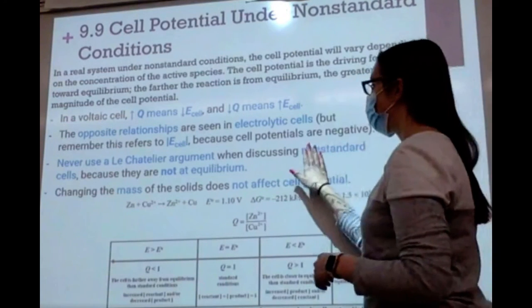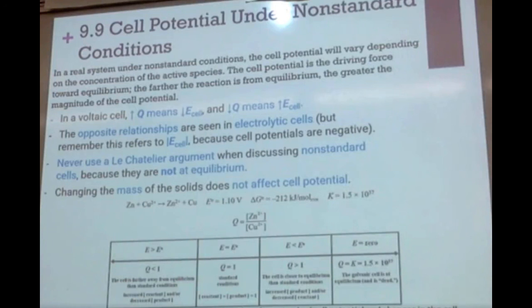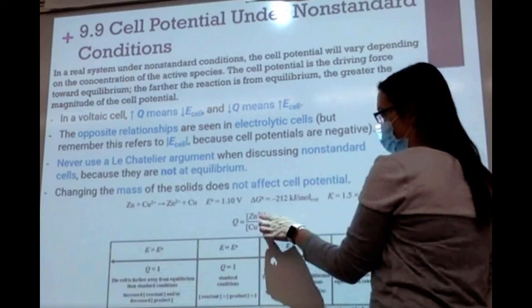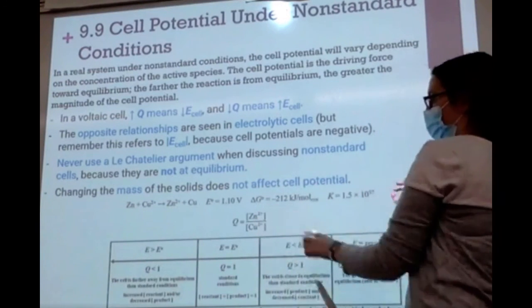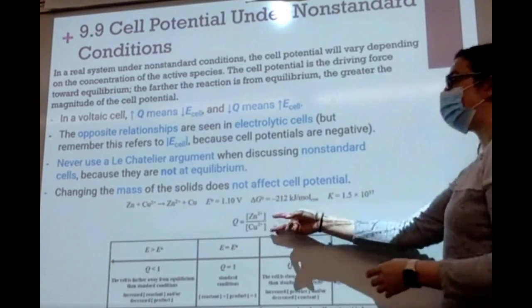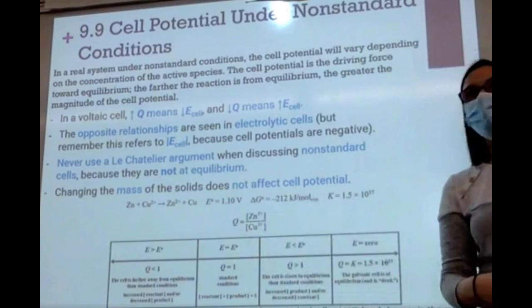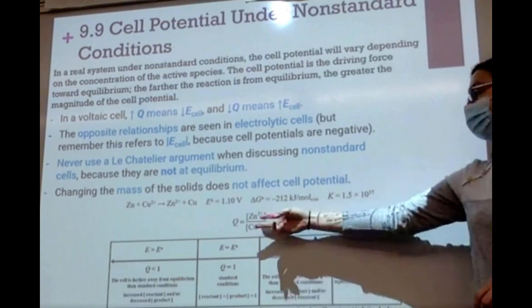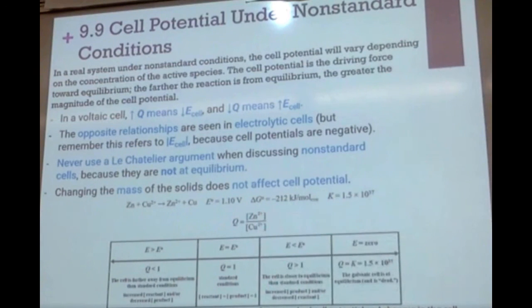We do not use Le Chatelier's principle when we're talking about non-standard cells, because these cells are not at equilibrium. If they're at equilibrium, voltage would be 0. And then remember, changing the mass of a solid does not affect cell potential because there's no solid in Q. There's no solid in Q, so changing a solid isn't going to matter. What matters is changing from non-standard. Remember, standard is 1 molar. So if we're changing from 1 molar, we're going to change Q.